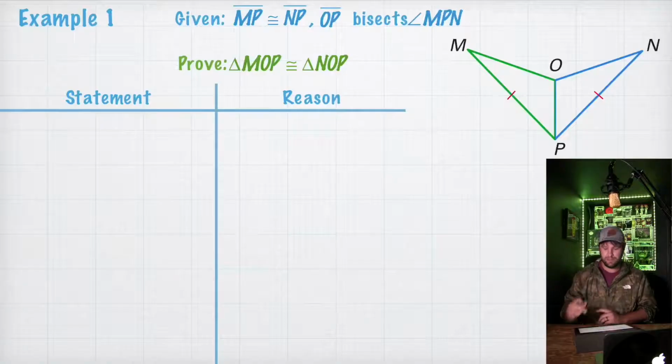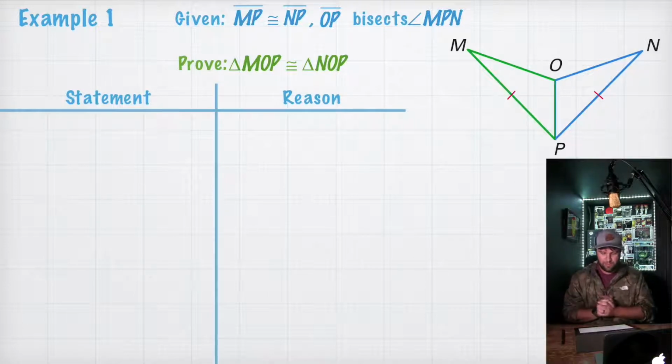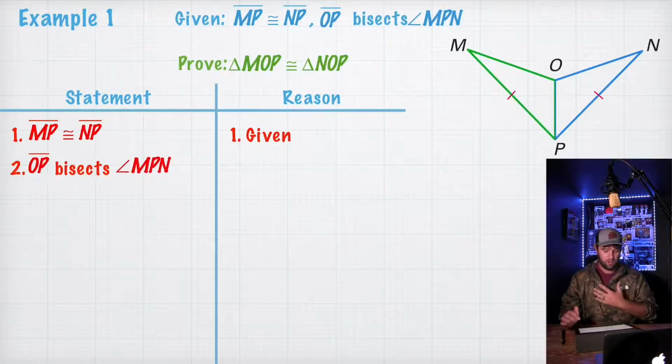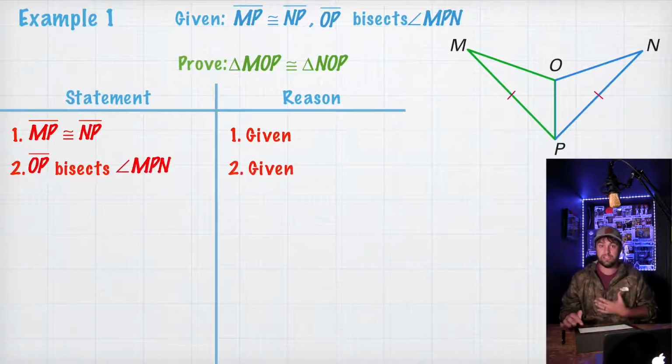Okay, let's keep going. So example 1: given that MP is congruent to NP, which is already marked in the picture, and OP bisects angle MPN, prove that triangle MOP is congruent to triangle NOP. So the first thing we're going to do, like we always do, is write our givens, okay? MP is congruent to NP because it's given. OP bisects angle MPN because it is given.